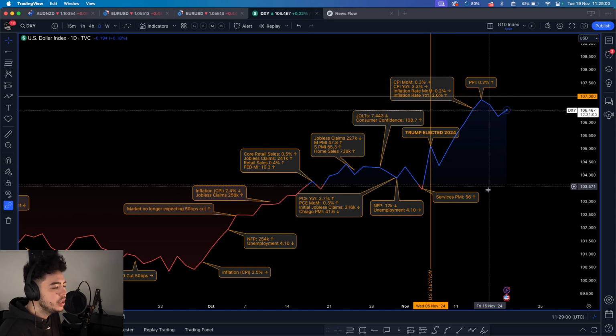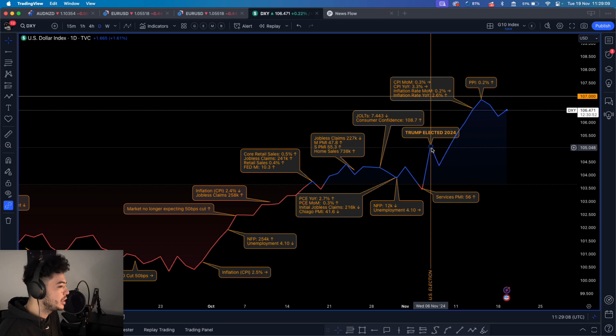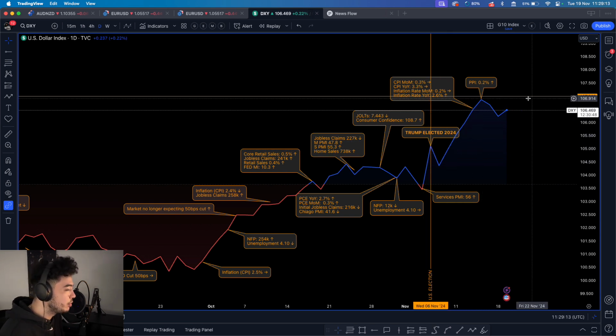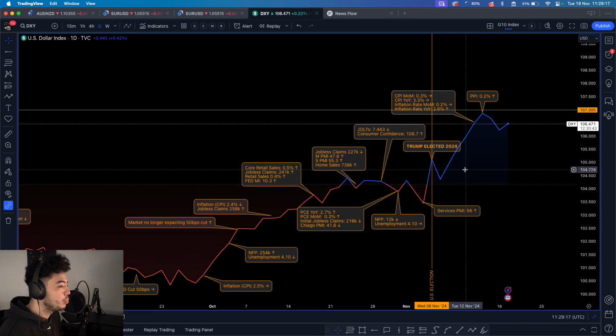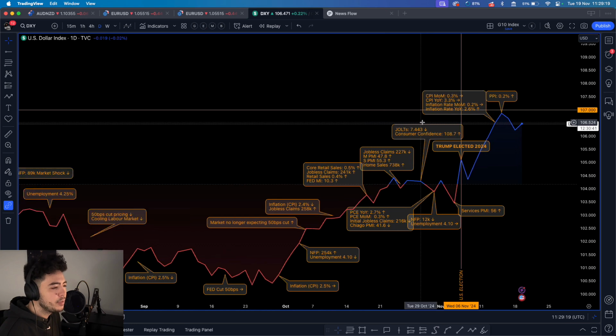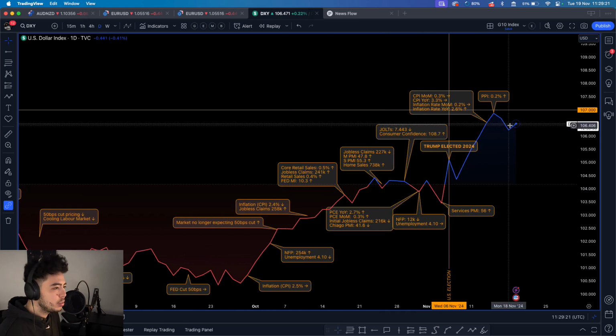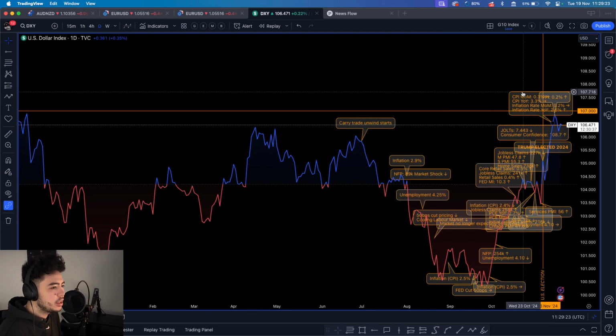If we have a look here on the dollar index, there's a few things that we need to pay attention to. First of all is the election. You can see I've got it marked up here, Trump elected 2024, and we've got the US election marker up here as well. Essentially, since we've had the US election, the dollar has been on a bit of a scary rampage, really. It's been very unforgiving for any bears, and it's been very profitable for any bulls on the dollar.